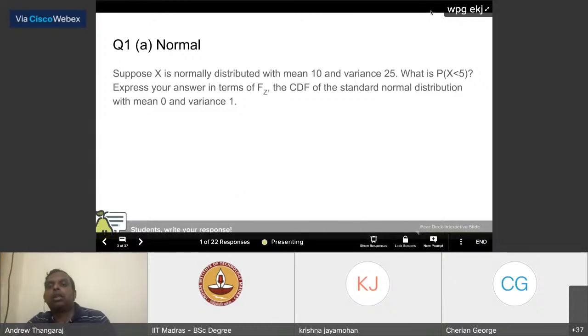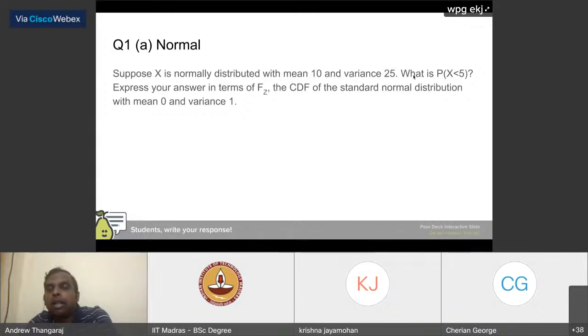So you have a normally distributed random variable x, mean is 10 and variance is 25. And I've asked here, what is the probability that x is less than 5? What's the probability of this event that x is below 5 when the distribution has a mean of 10 and variance of 25? You will express the answer in terms of fz. That's good enough.